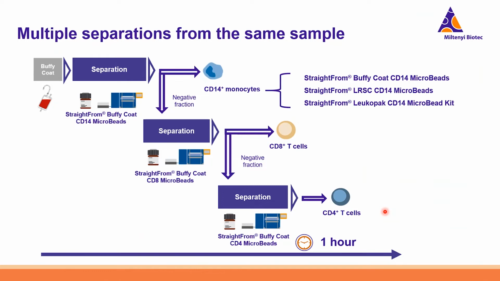So for example, it permits the isolation of CD14 monocytes. You take the negative fraction, and from the negative fraction you can isolate CD8 T cells, you take the negative fraction and isolate CD4 T cells. And all this very fast and efficient in just 1 hour.